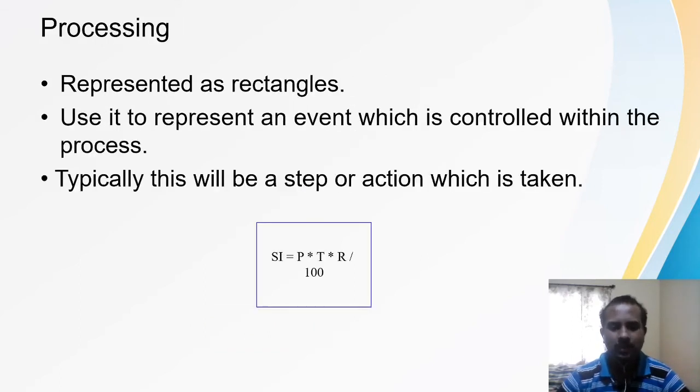Next one is processing. While coming to processing, it is represented in a rectangle shape. It is mainly used to represent different events, and the action or the logical part is represented in the processing part. For example, here I am using it for the calculation of the simple interest, right? P into T into R divided by 100.